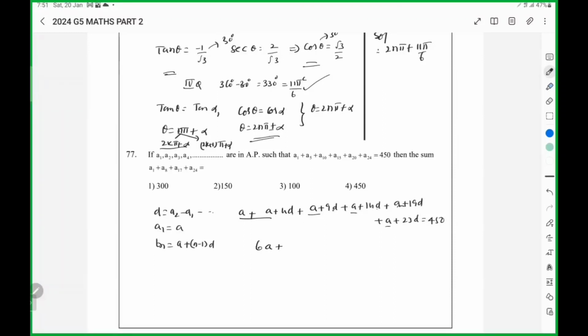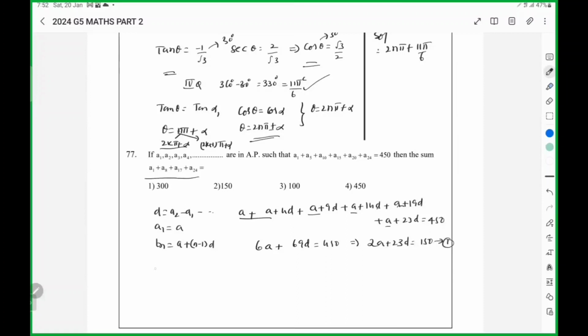13, 27 plus 19, 46 plus 69D, which is 450. 2A plus 23D is 150. It's one equation.